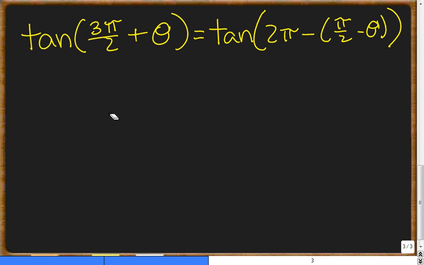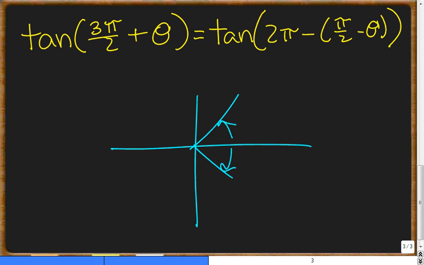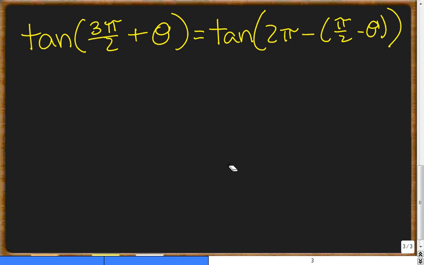So if we know that this part is true, what happens to a tangent value when we subtract it from 2 pi? Well, we end up with actually the opposite value. Remember, if you think of tangent, think of the slope of a line that runs into the origin. So these are going to be the opposites of each other. So this is actually the same thing as the opposite of the tangent of pi over 2 minus theta.